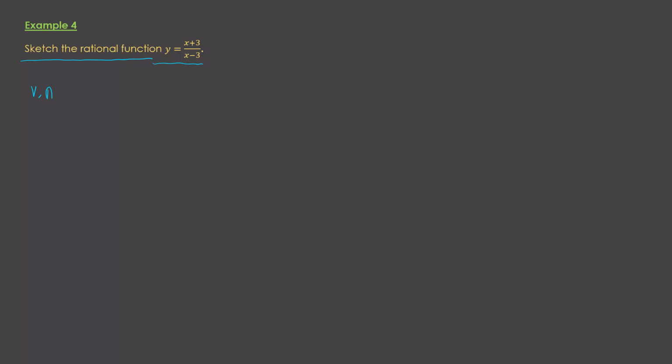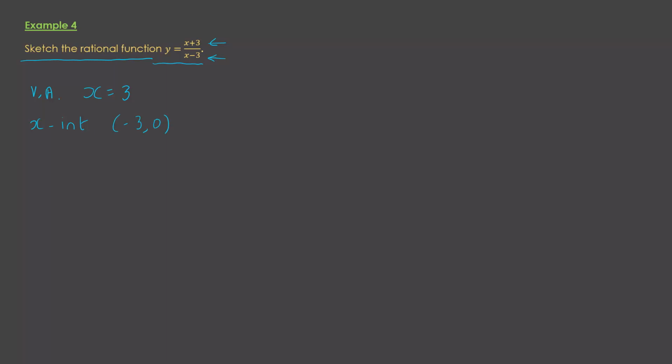So first of all, let's think about the vertical asymptote. We can see from the denominator that it will be 0 when x is equal to 3. So x equals 3 is our vertical asymptote. Looking at the top, when x is negative 3, y will be 0. So we have our x-intercept at (negative 3, 0).